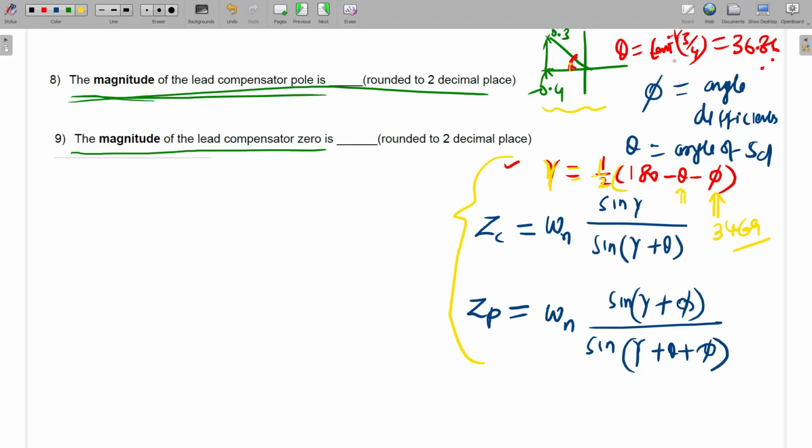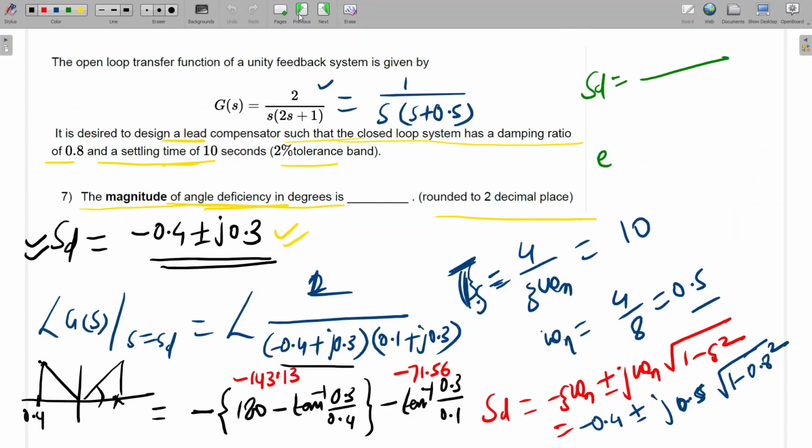So theta will be 0.3 divided by 0.4. For this detailed concept you can refer to the NPTEL lecture; how this formula is derived is given there. So we can calculate omega n. How much have we calculated already? Omega n was 0.5, here it was 0.5 only.